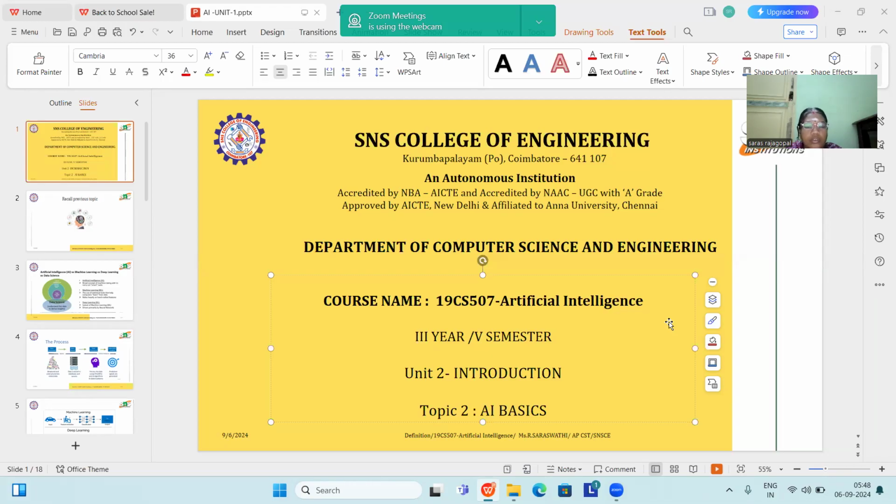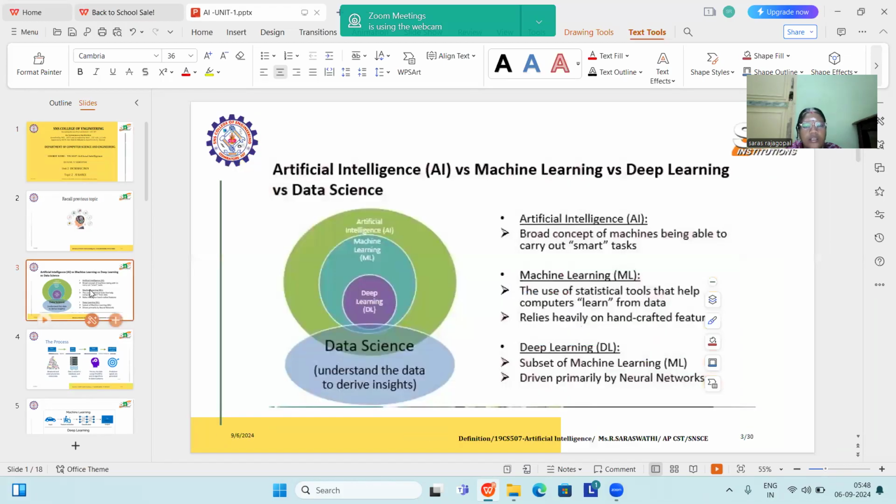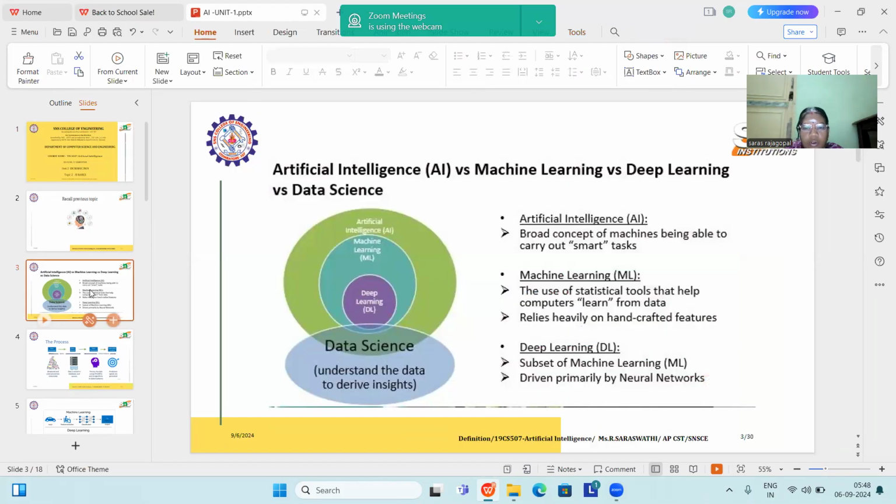Today we are going to teach about AI basics. What are the basics in AI? AI is a broad concept of machines being able to carry out small tasks. But in machine learning, the use of statistical tools helps the computer to learn from the data. It relies heavily on handcrafted features.